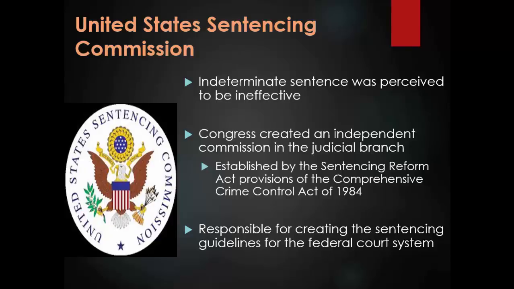So the PSR is complete and it is time for the defendant to be sentenced. If the defendant is a federal defendant, then that individual will be sentenced via the guidelines developed by the U.S. Sentencing Commission. The U.S. Sentencing Commission is in Washington and is made up of different advisors that determine what the appropriate sentencing guidelines would be for federal cases. It was developed in 1984 after the indeterminate sentencing structure was deemed to be ineffective.